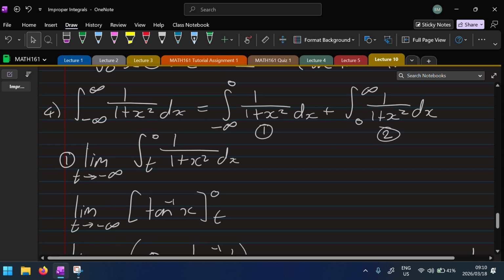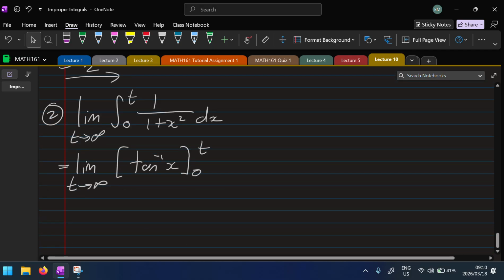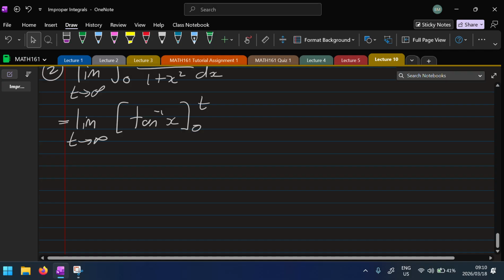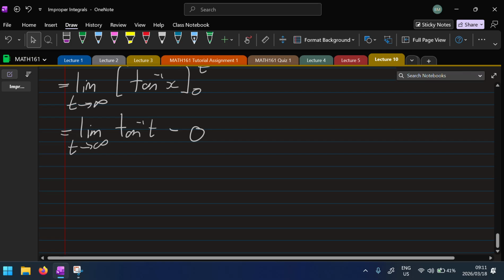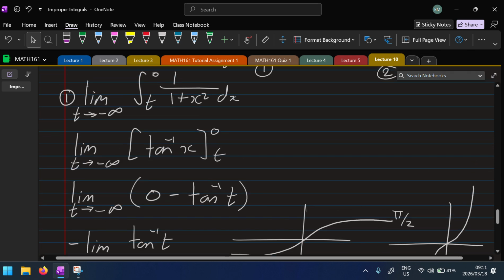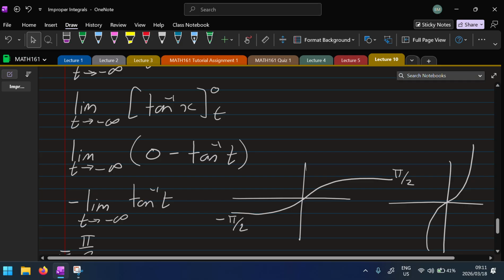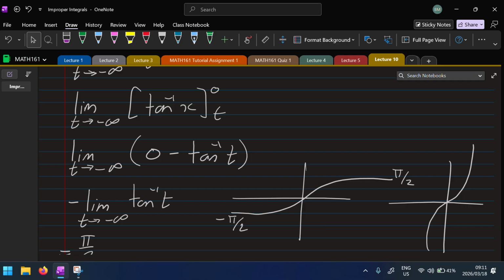So the previous one, we went from minus infinity to 0, so t was at the bottom. This one is from 0 to infinity, so t is at the top. Okay, two separate integrals. Don't mix them up. So this will be the limit, t goes to infinity. First bound we put in, so arctan of t minus arctan of 0. 0, yeah, we know that now. So when t goes to infinity, arctan goes to, we go back to the picture, the y value will be pi over 2.